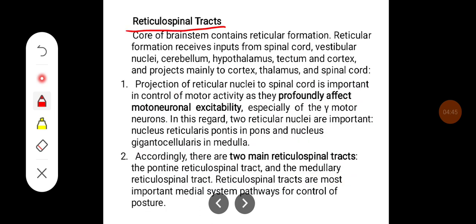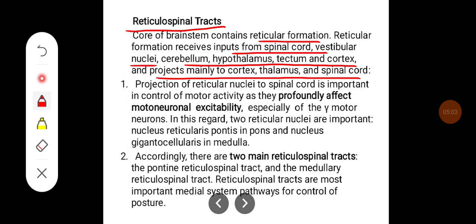Coming to the reticulospinal tract, the core of the brainstem contains the reticular formation. The reticular formation receives input from the spinal cord, vestibular nuclei, cerebellum, hypothalamus, tectum, and cortex, and projects mainly to the cortex, thalamus, and spinal cord.